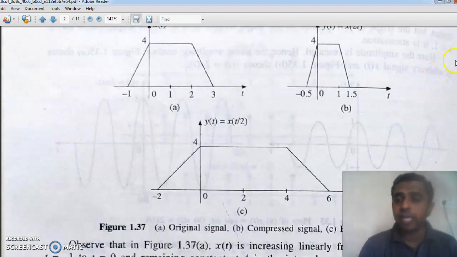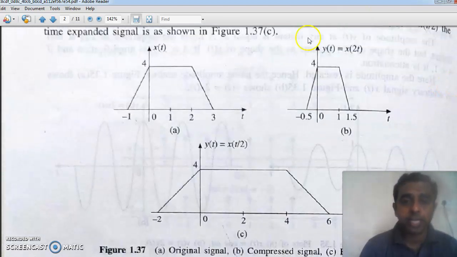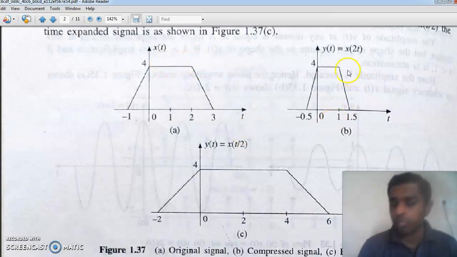I have an example here. That is x of t is like this, and what is the signal x of 2t, that is equal to y of t. Y of t is equal to x of 2t. Just to know that, I just put the value of t as minus 1 here. So I want to find what is y of minus 1. If t is equal to minus 1, if I substitute that here, it becomes x of minus 2. What is x of minus 2? This is my x of t. I don't have a value at t is equal to minus 2. So there is no value here. Then I'll take minus 0.5.